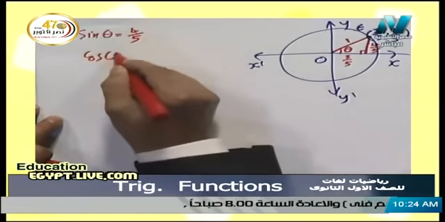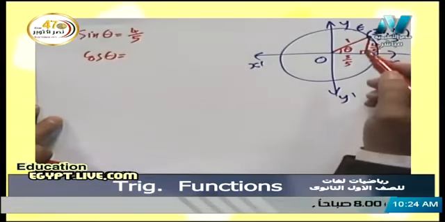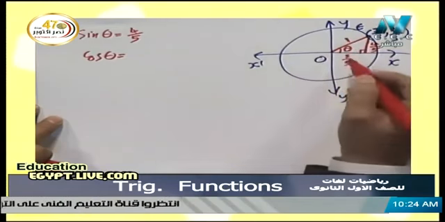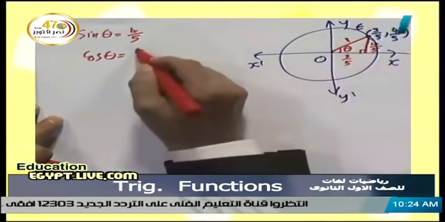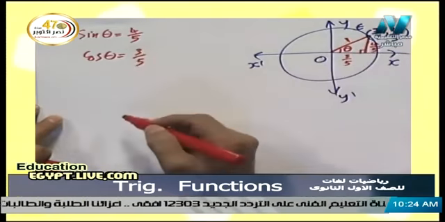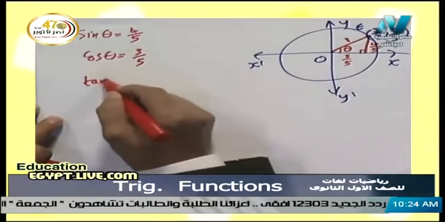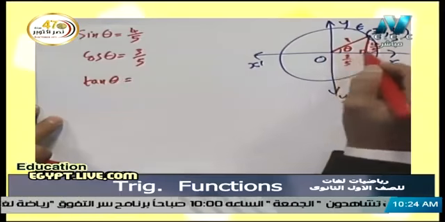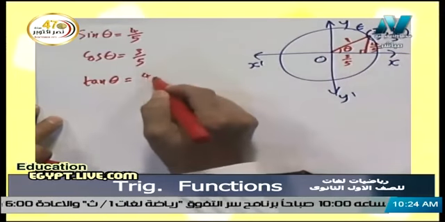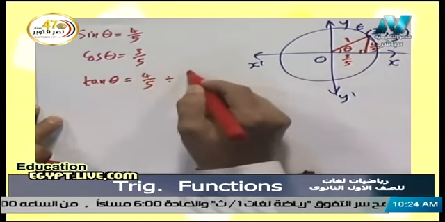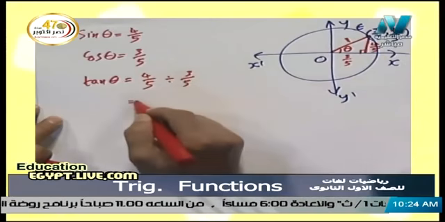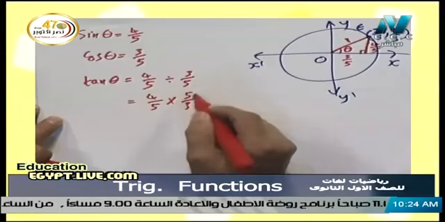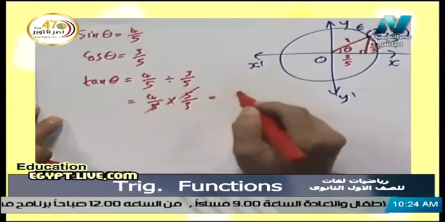Cosine theta is the adjacent over hypotenuse, which is 3 over 5 over 1. So it's 3 over 5. And tan theta equals opposite over adjacent equals 4 over 5 divided by 3 over 5 equals 4 over 5 multiplied by 5 over 3. Cancel 5 with 5. So it's 4 over 3.